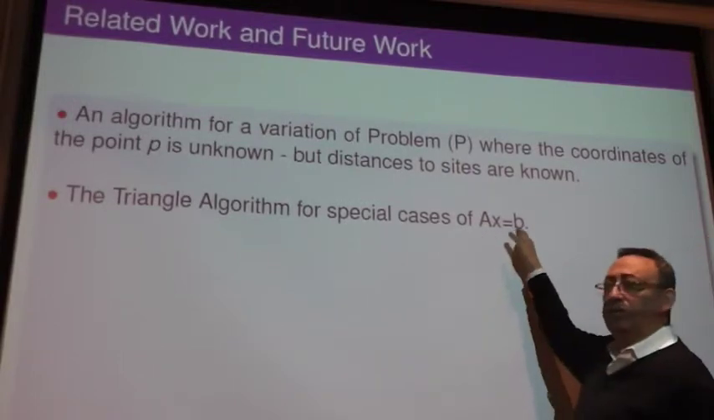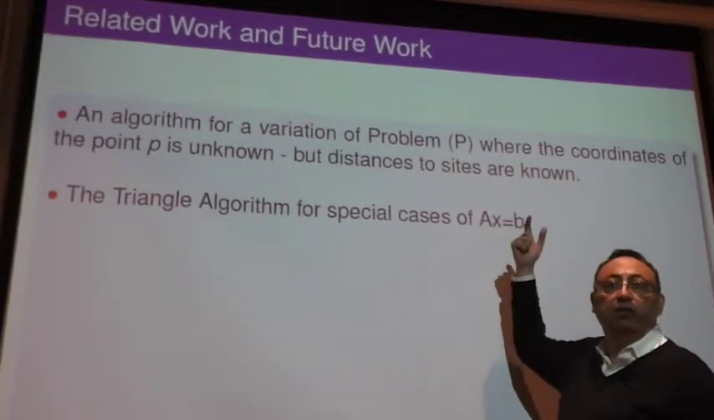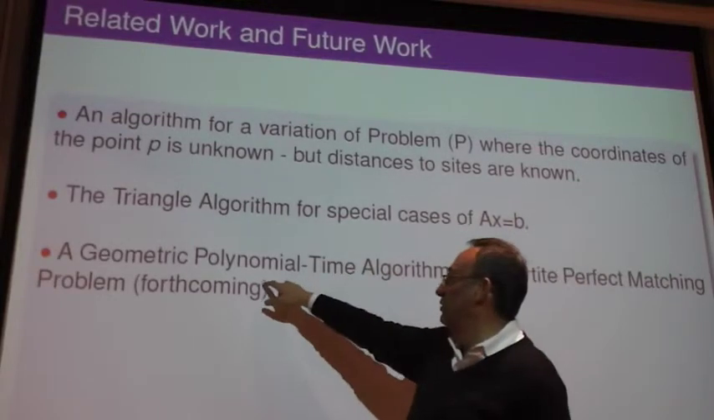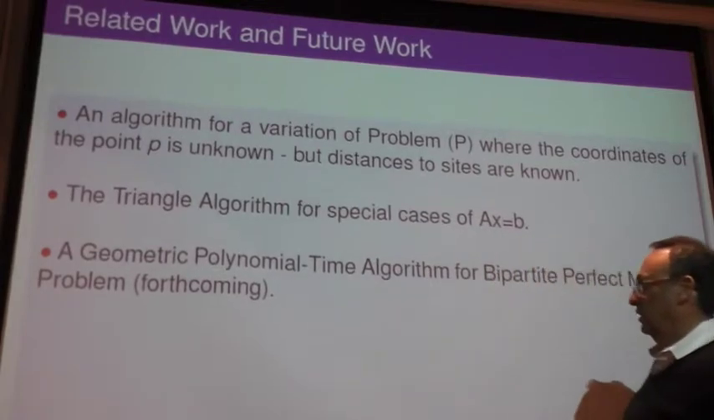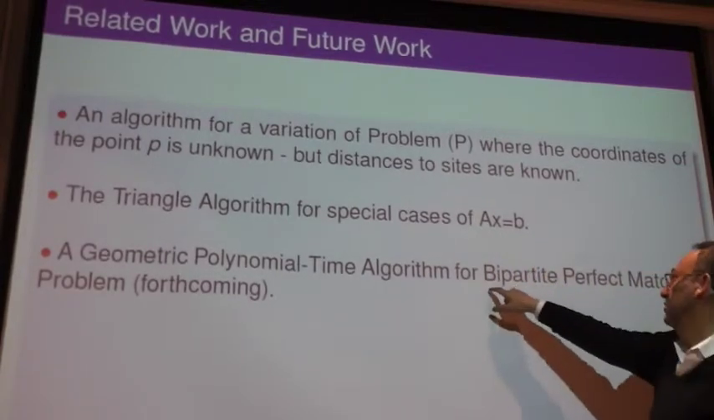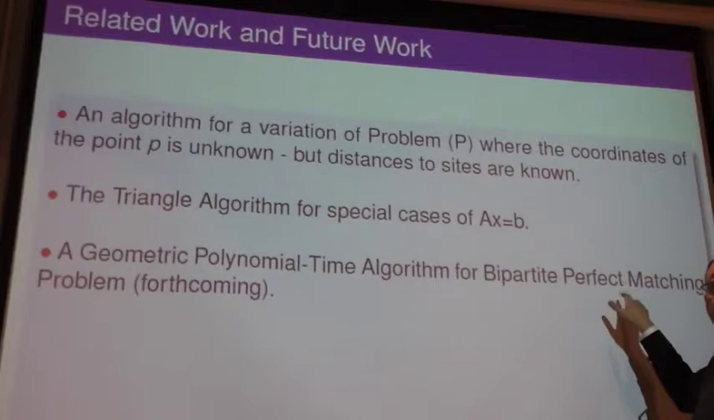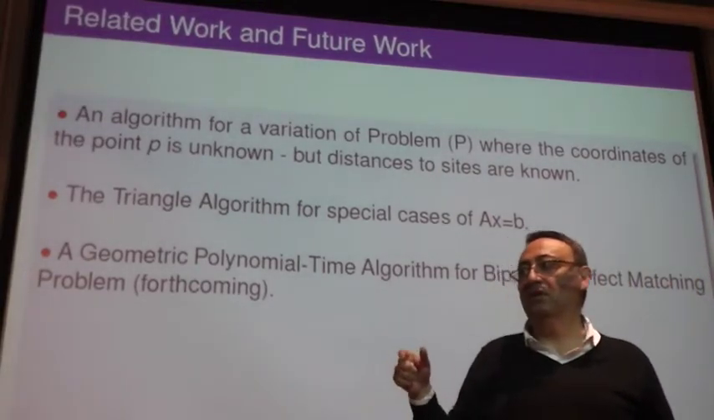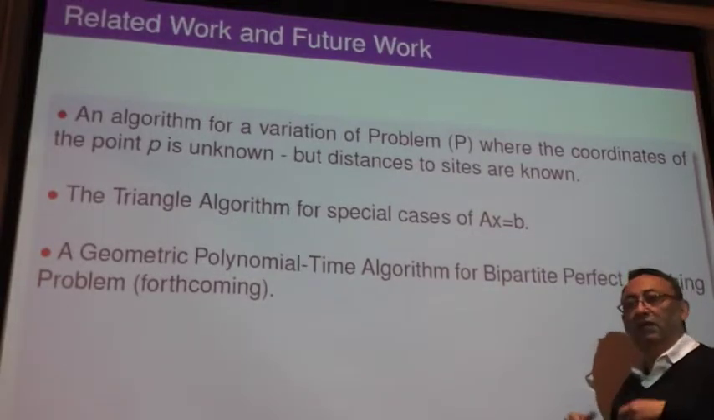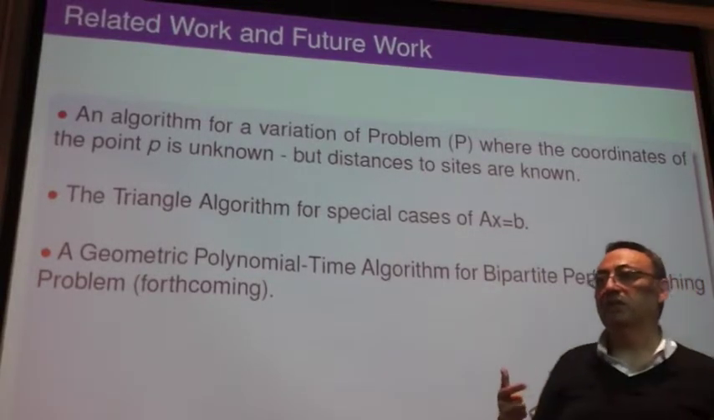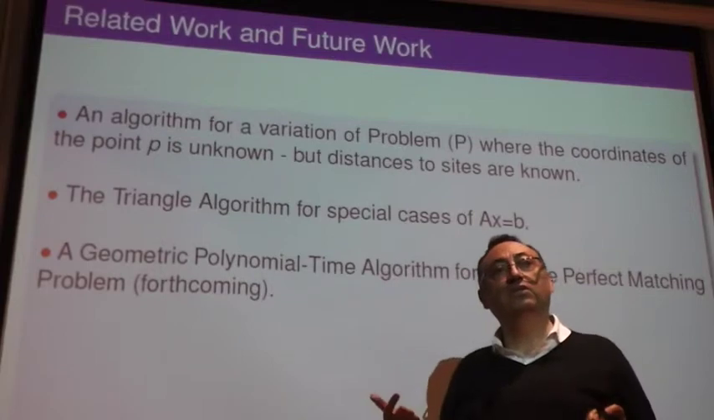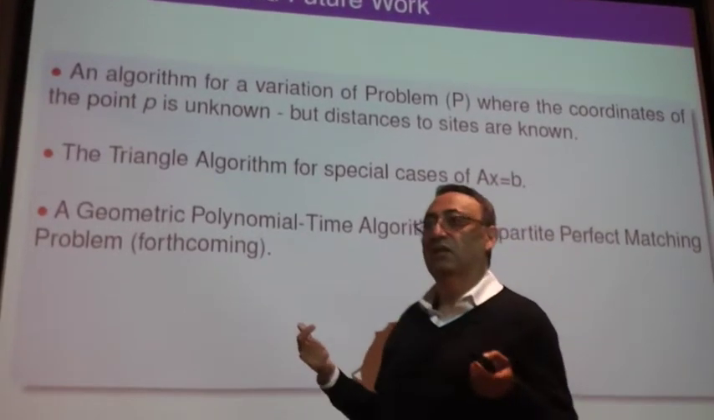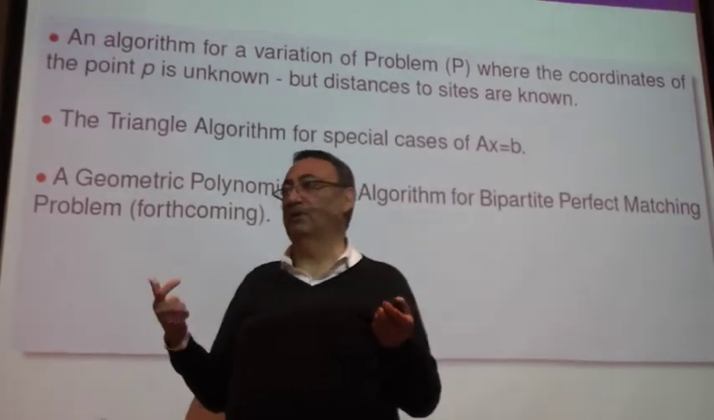Triangle algorithm for special cases of Ax equals b. There are maybe very special matrices. And here is one of the forthcoming papers that gives an actual polynomial-time algorithm for bipartite perfect matching. Bipartite perfect matching is one of the well-studied problems in computer science, and there are many algorithms, most of them graph theoretic. Here I'm going to give a very simple geometric algorithm for testing if there is a bipartite perfect matching.